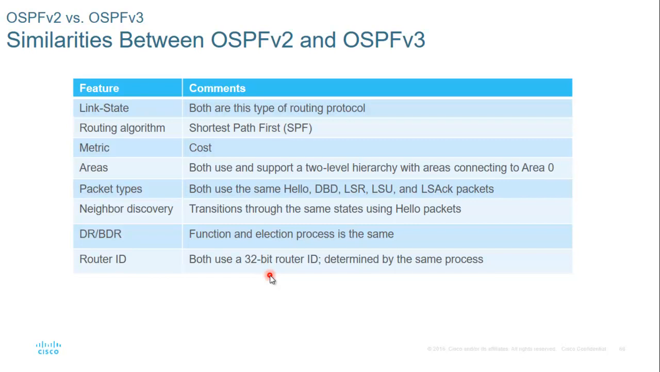Both are link state routing protocol. Both run shortest path first algorithm. The metric is cost. The areas are the same. The packet types are the same. Neighbor discovery, how they discover neighbors, are the same. Election and functions of DR and VDR are the same. And router ID are also the same. So these are things that you have looked at in OSPF version 2. These are similar to OSPF version 3.